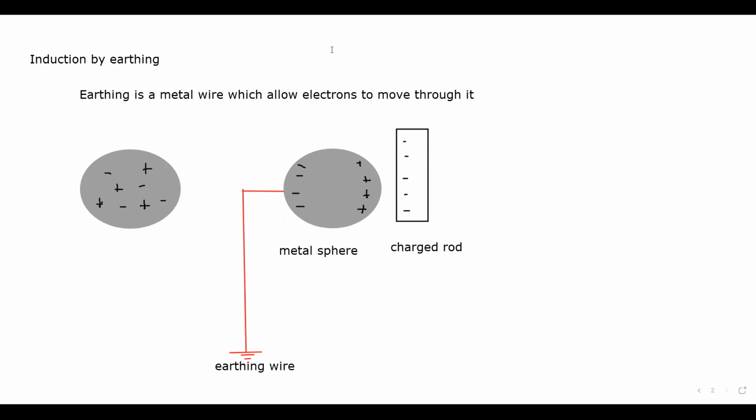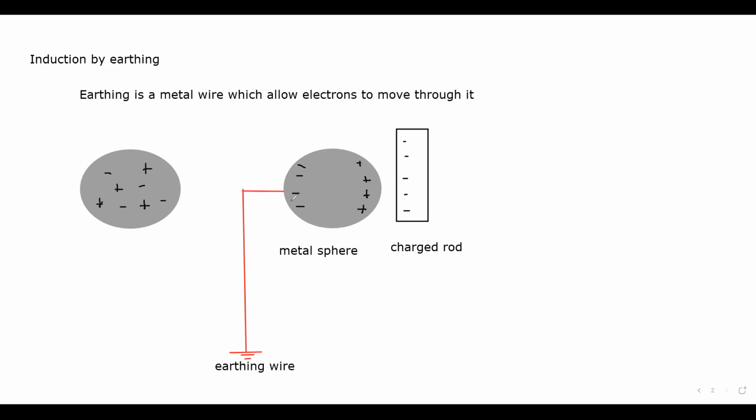Now, because of this earthing wire, what happened? Electrons, because this earthing wire is made up of metal. Metals are good conductors of charges, or electricity. What does it mean, good conductor? It means they allow the charges to flow through them.